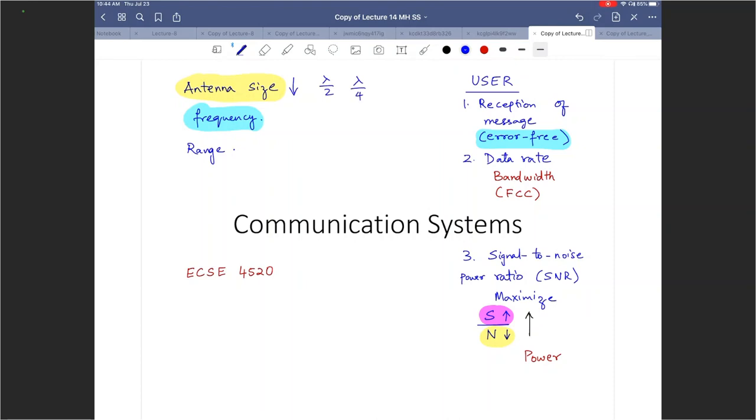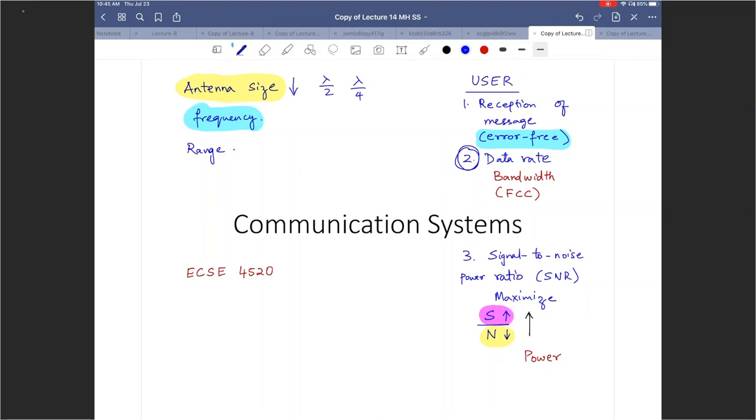So the higher frequency that you have, the antenna size can go smaller, which means that you can carry it around in your pocket, right? You don't have to have a huge antenna connected to your cell phone. So that's a benefit of going to higher frequencies. And you have to go to higher frequencies if you want to deal with aspect number 2, the data rate.